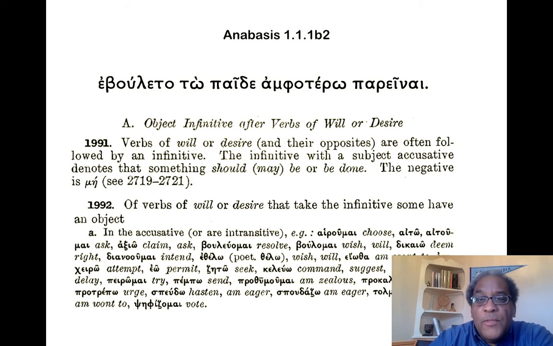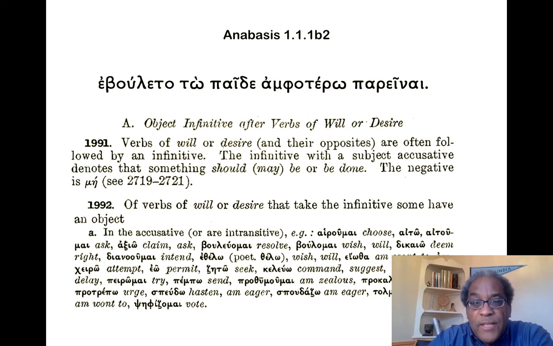So what's going on with this last word here, this infinitive? Well, we've already seen this elsewhere, but this is an object infinitive after verbs of will or desire. So it's Smyth's 1991. We read that verbs of will or desire, and their opposites, are often followed by an infinitive.